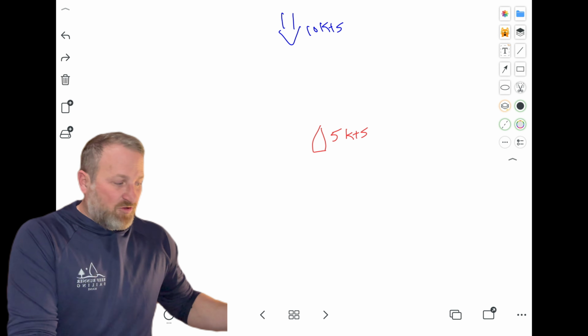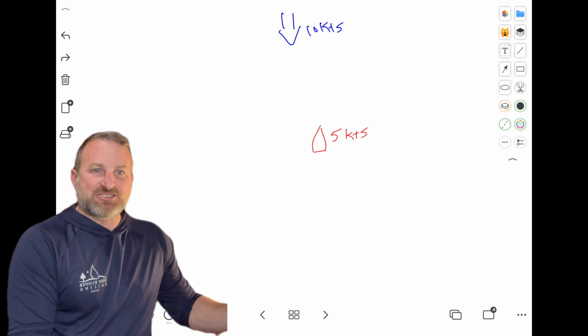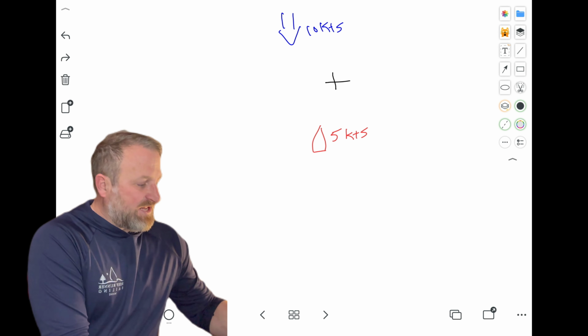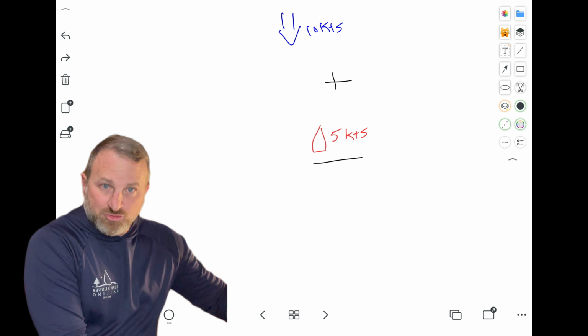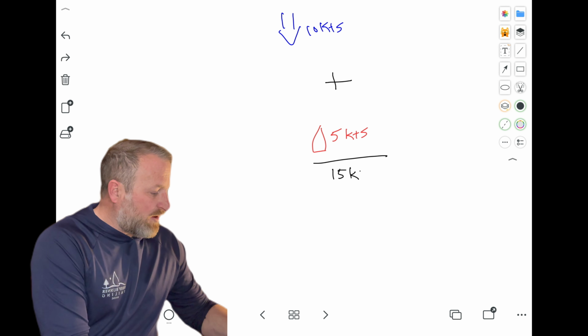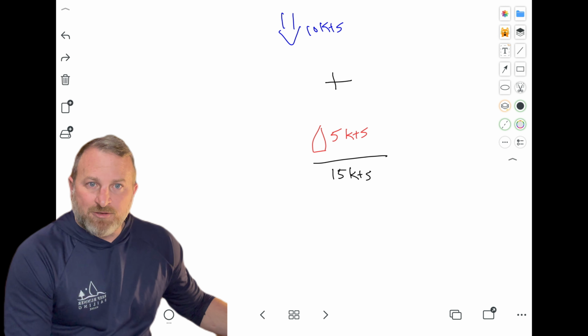If we want to calculate what the wind we feel, what the apparent wind speed is, this is really simple when we're going directly into the wind, because we can just add the 10 knots of true wind to our 5 knots of boat speed, and we would come up with 15 knots of apparent wind.